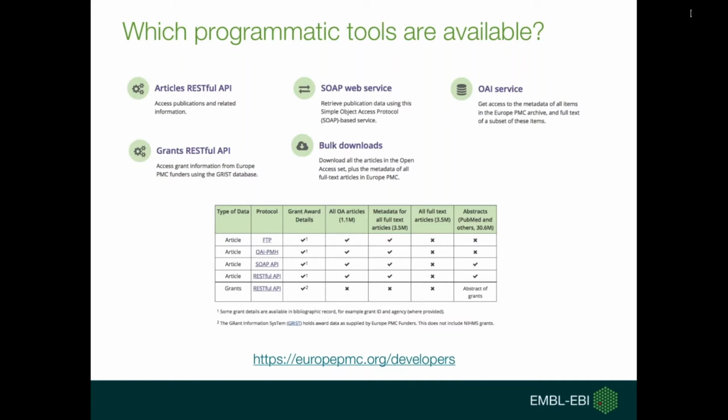However, there is a detailed section on the Europe PMC website providing guidance on our SOAP web service, as well as a reference guide. So if you feel that SOAP fits your purposes better, you can find all the relevant information at europepmc.org/SOAP-web-services. Note that there are two RESTful APIs, one tailored for accessing publications and one for grant information hosted in the GRIST database. GRIST contains data on grants awarded by Europe PMC funders, and you can find more details on the API description page.